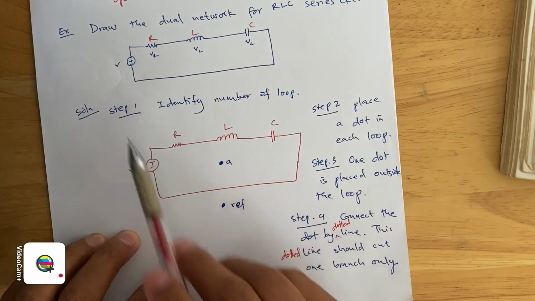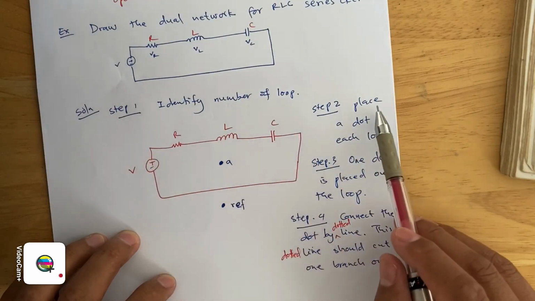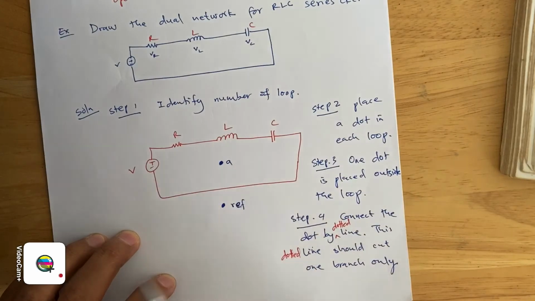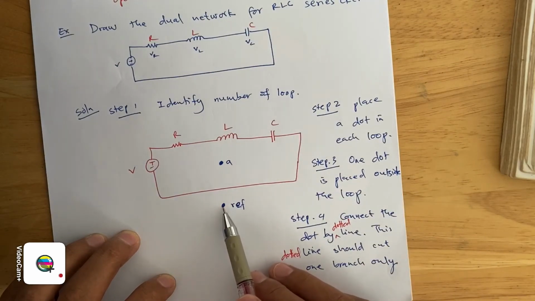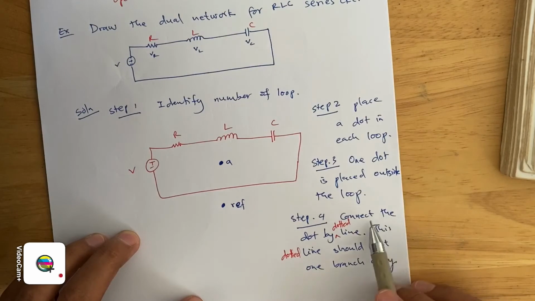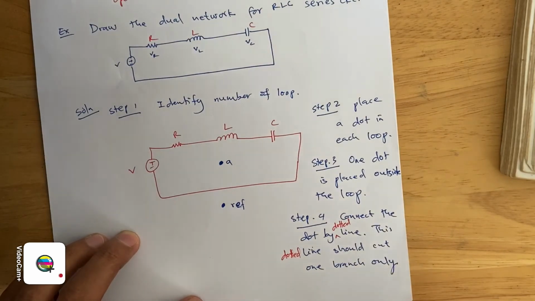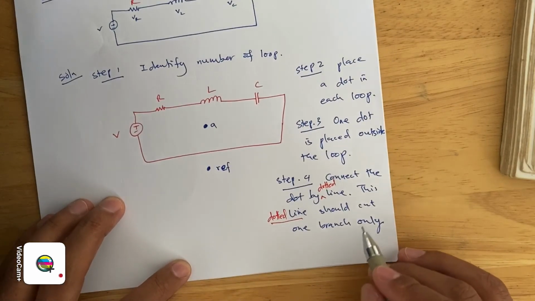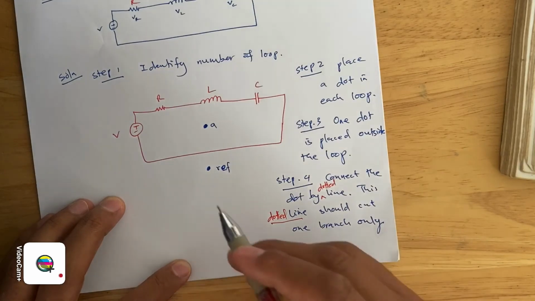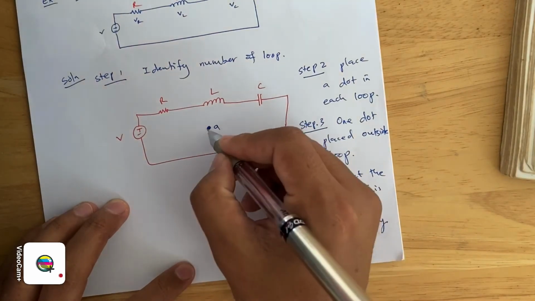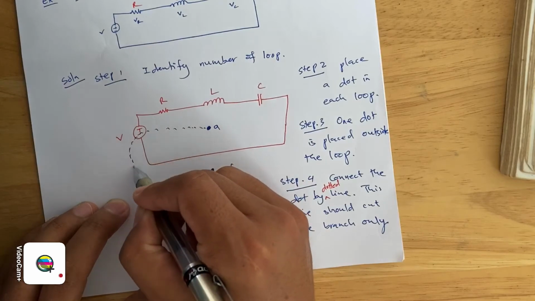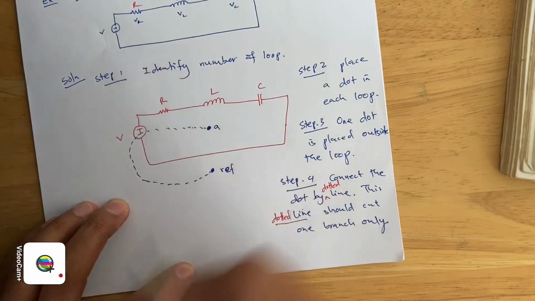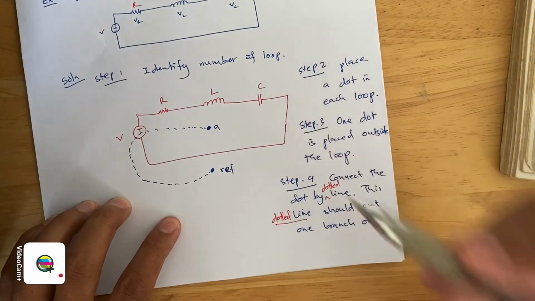Now, we are done with step number 1. We have identified the number of loops, and then step number 2, place a dot in each loop. We have placed a dot and named it A, and one dot is placed outside the loop. And then in the fourth step, we have to connect the dots by dotted line. There is a condition: this dotted line should cut one branch only, which means, let's connect this dot A and the reference node. Now we are drawing the dotted line, and that dotted line is cutting one branch only, one branch at a time.